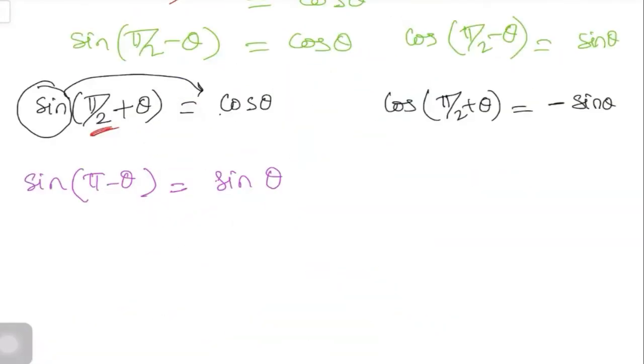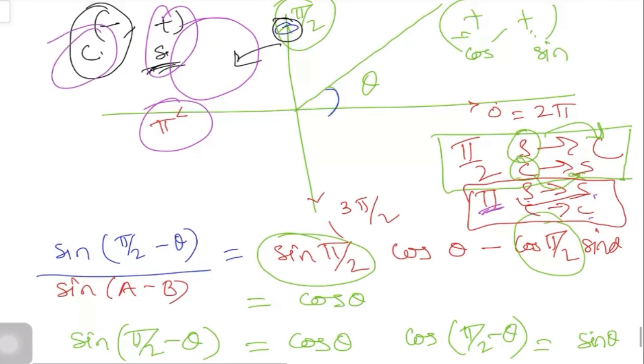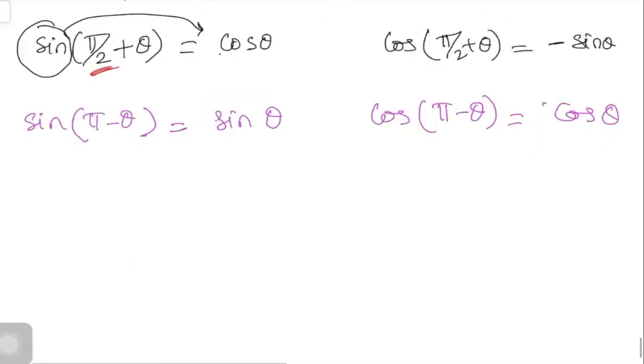Then again we can have cos of pi minus theta. Cos will remain cos, but pi minus theta is in the second quadrant, and in the second quadrant the cosine sign is negative. That's why we have a negative symbol here. So I hope you can continue with the other formulas and complete them.